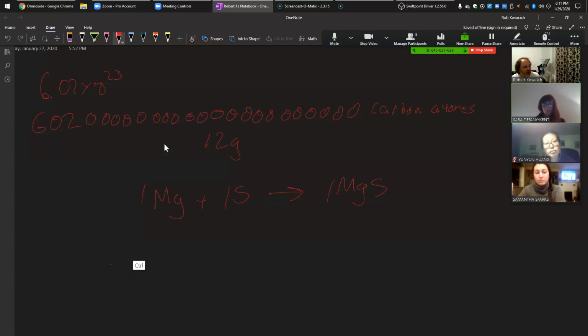But if I had 10 grams of this and 10 grams of this, do I make 20 grams of this stuff over here? And the answer is no. The reason is because this has a mass of about 24, and this has a mass of about 32 grams. So if I had 10 grams of sulfur, I actually have fewer sulfur atoms than I do magnesium atoms. Does that make sense? You okay with that, Sam?